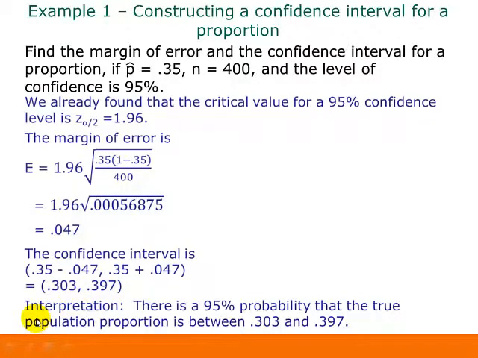The interpretation of this confidence interval is that there's a 95% probability, or we can say we're 95% confident, that the true population proportion is between 0.303 and 0.397. So here's the picture of our confidence interval. Again, our sample proportion, the 0.35, is right in the middle. Here's our lower limit, and here's our upper limit. And we're saying that we're 95% confident that the true population proportion is somewhere in this interval.